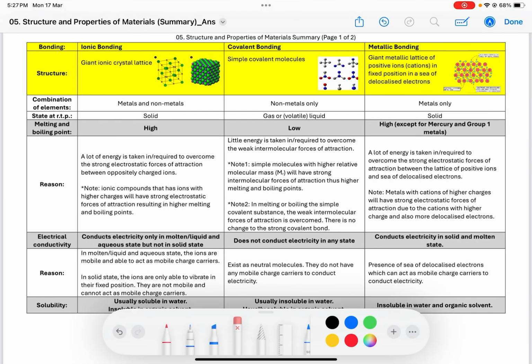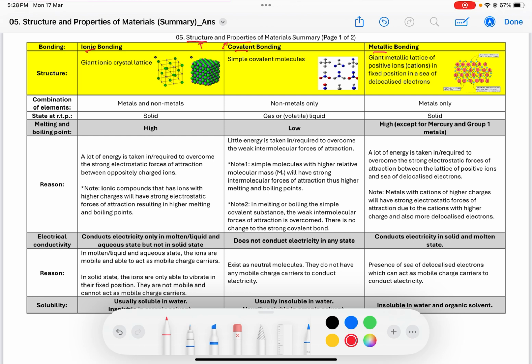Okay, we're going to go through the structure and properties of materials. In general, we're going to look at structures and properties of all the different types of bonding. The different materials can have ionic bonding, covalent bonding, or metallic bonding. They will have different structures and different properties as well. Depending on what type of bonding it is, it will give different types of properties.